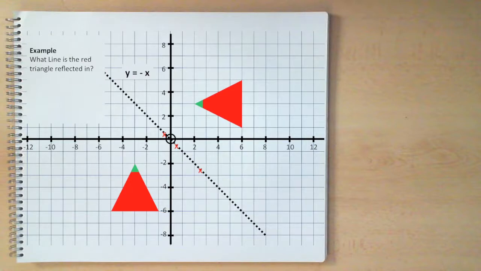So finding a mirror line is quite simple. Find some corresponding points on the shapes we've been asked to that have been reflected, and then find the center points of lines that join those corresponding points. Draw the mirror line through those center points, and then, using your knowledge of graphs, write down what the equation of that line is.